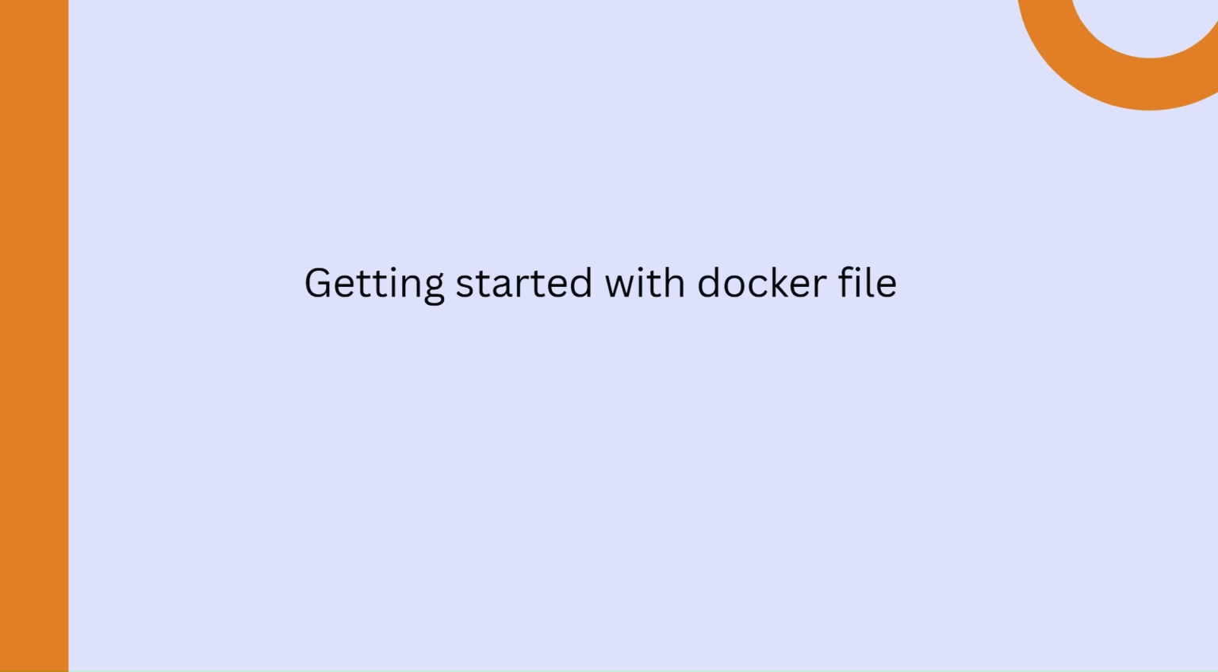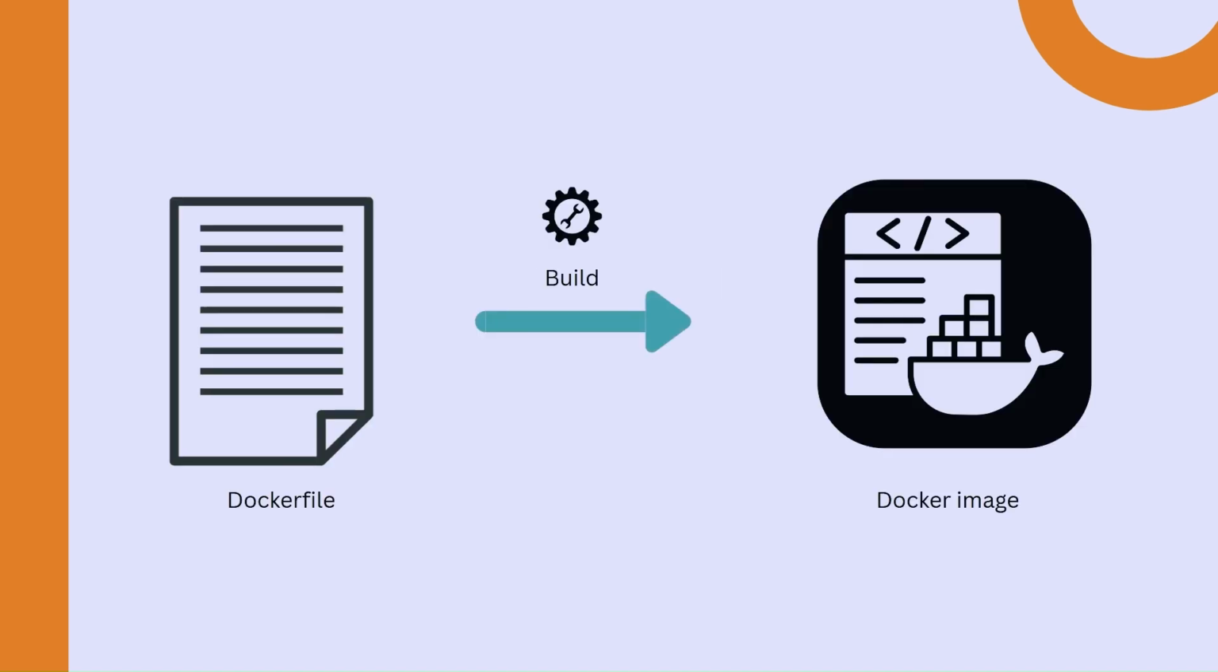Let's get started with the Dockerfile. So here is the core idea behind Docker. We start with a Dockerfile. This is just a simple text file that contains instructions for how to build your application environment. When we run the docker build command, Docker reads that Dockerfile line by line and executes each step. The output of that build process is a Docker image, a packaged, ready to run snapshot that includes your application code, dependencies, libraries, and runtime configuration. In short, we have a Dockerfile, and when we build it, it becomes a Docker image. And every container you run later is created from this image.